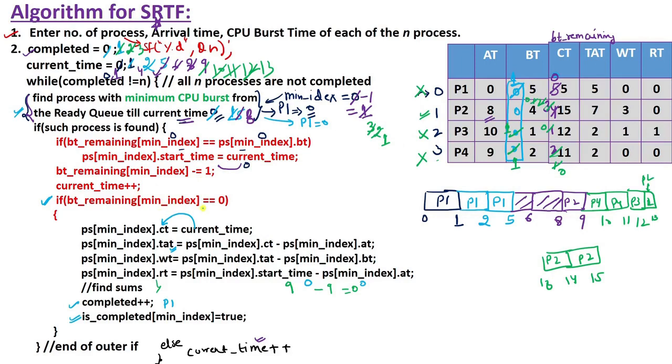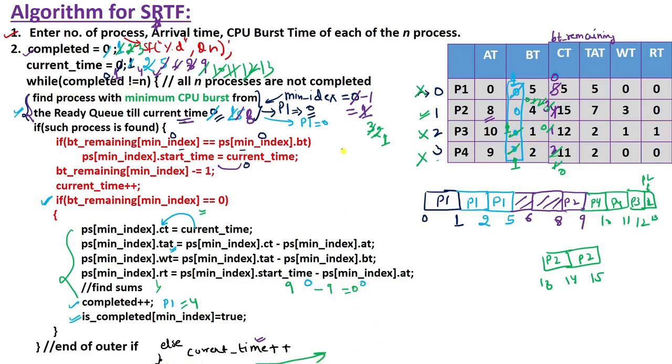And at that time 15, we'll say this index has become 0, or you can say this remaining time has become 0. So we'll compute everything for P2 also. The completion time of P2 is 15. This way, completed will become 4. Now we'll say 4 is not not equal to 4, so we'll come out of the else, and then we will print everything.